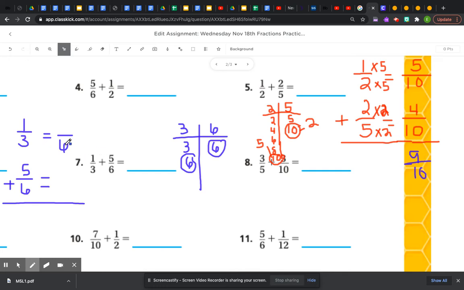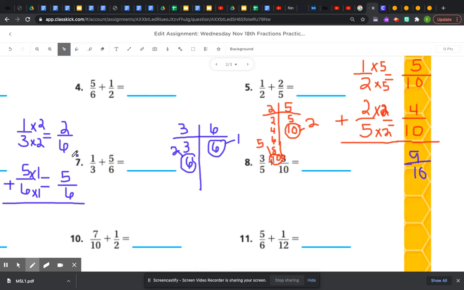On this side, to get this to be a 6, we multiply by 2. Whatever we do on the bottom, we have to do on top. So we're going to multiply the top by 2. 1 times 2 is 2. Down here, to get our 6 to stay a 6, we have to multiply by 1. And you don't have to do this step if you're multiplying by 1, but I like to do it just so I can remember it. Okay, so 6 times 1 is 6, and 5 times 1 is 5.